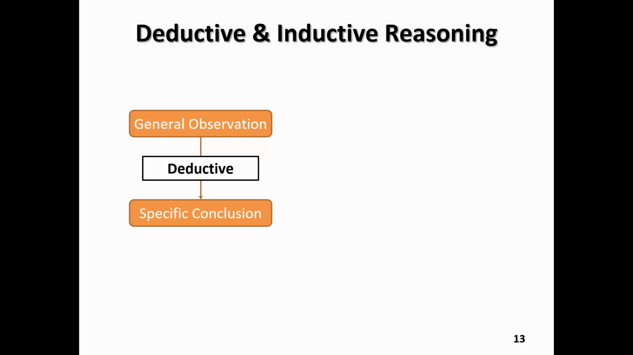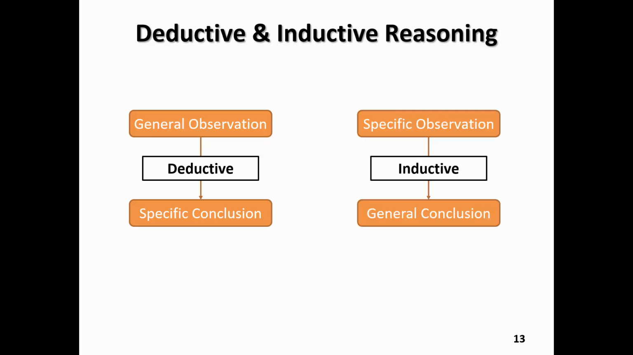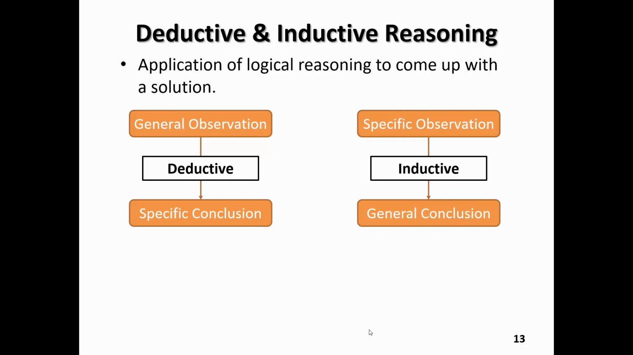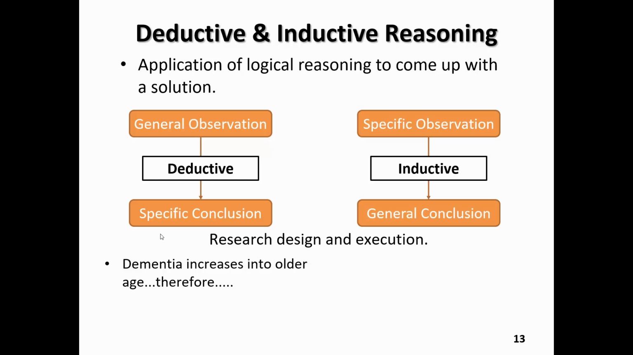And so the two approaches here with logical reasoning, deductive and inductive reasoning, are going to be summarized here in these two flow charts. What we try to do with these approaches is apply logical reasoning to come up with a solution to a problem or an answer to our research question. We'll start here on the left-hand side with deductive reasoning. And so when we think about deductive reasoning, I'll come back to the research design and execution here shortly.